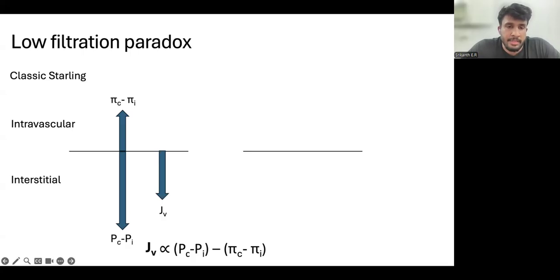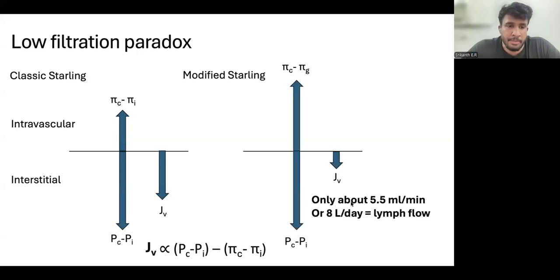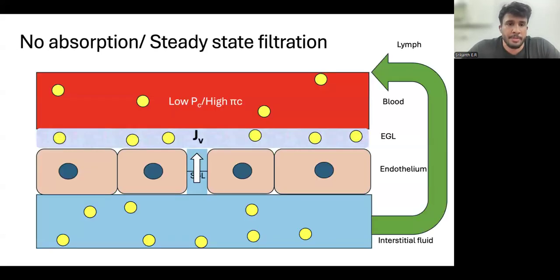But the only thing that has changed here: we know that the oncotic pressure of the interstitium is closer to 15 millimeters of mercury. Now that has changed to 0 because it is now the subglycocalyx oncotic pressure. So the absorption force has quite significantly increased, and hence the net filtration is much lower than we actually measured from the classical Starling. So that is why the net filtration happens only about 8 liters per day, which is what we observe as lymphatic flow for a normal human being. So this explains why the net filtration is so low, and all the absorption that is happening through the lymphatic channels, that's about 8 liters per day. So that is one thing which is solved by the modified Starling principle.